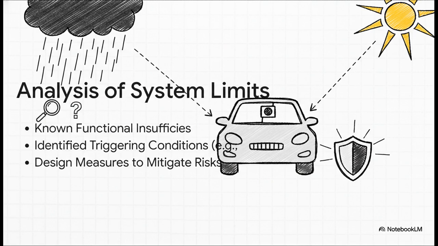Okay, this file gets right to the heart of SOTIF, because this is where the engineers have to be brutally honest about the system's known weaknesses. They have to identify all the triggering conditions, things like sudden heavy rain or that blinding sun glare we talked about, that could cause a problem. And then they have to show exactly what they did in the design to try and handle those risks.